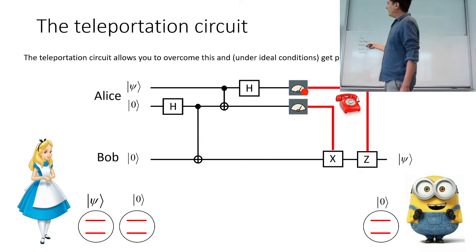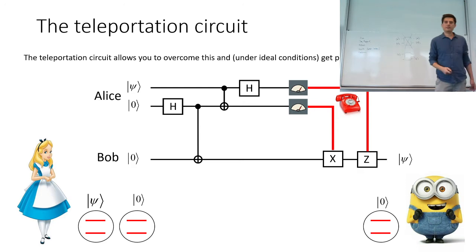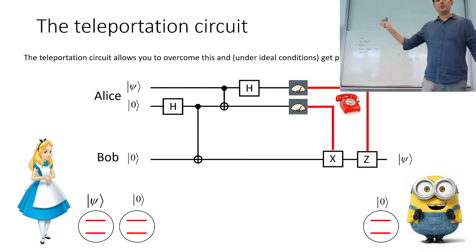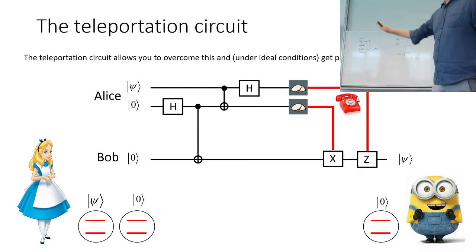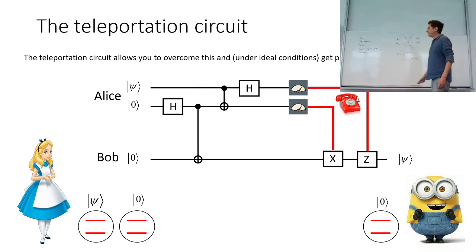These 2 measurements are made by Alice. Then she phones up Bob and tells him the result of these measurements, and depending on that, Bob does some gates, and at the end, Bob gets the state. Obviously it's not obvious by looking at the circuit why that is, but I'm just telling you what the circuit is, right?